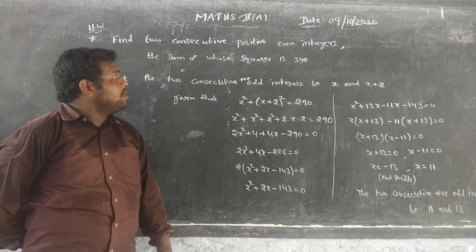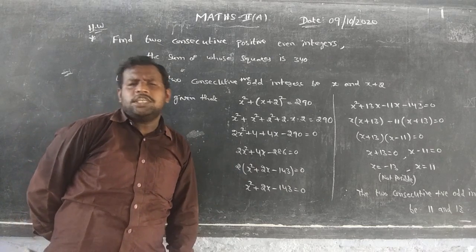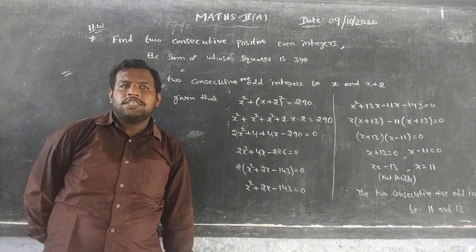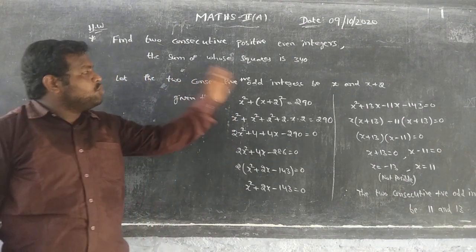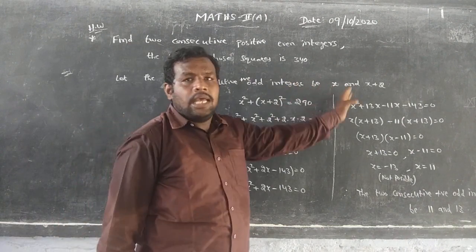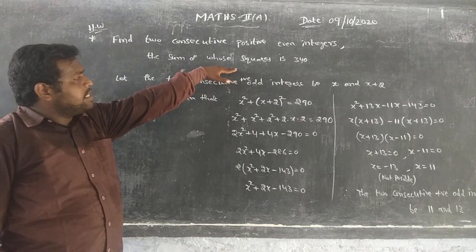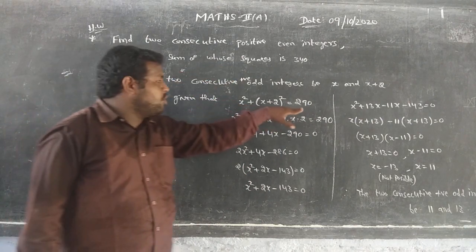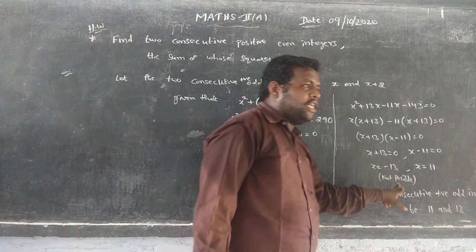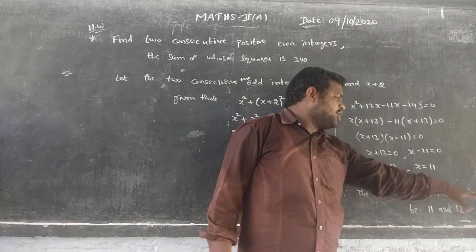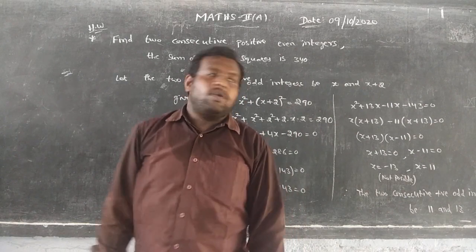Same order. What is the difference between odd integers and also even integers? Even integers differ by 2 and odd integers also differ by 2. So let the consecutive positive even integers also be x and x plus 2. Given that the sum of their squares is 340, so x square plus (x plus 2) whole square equals 340. Simplifying that equation, we get only one positive integer. Therefore the two consecutive positive even integers are x and x plus 2. Okay, everyone do this problem.